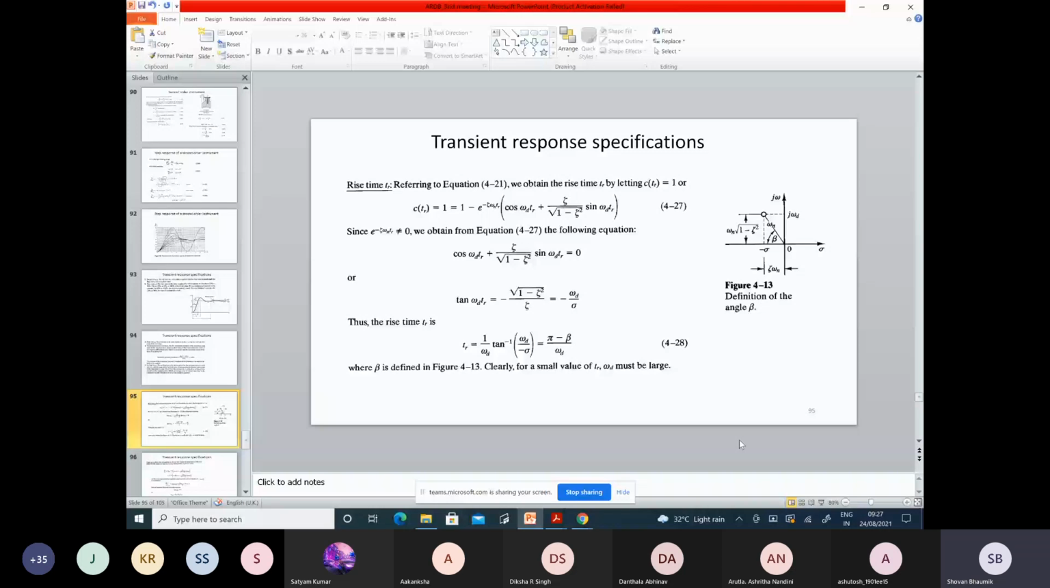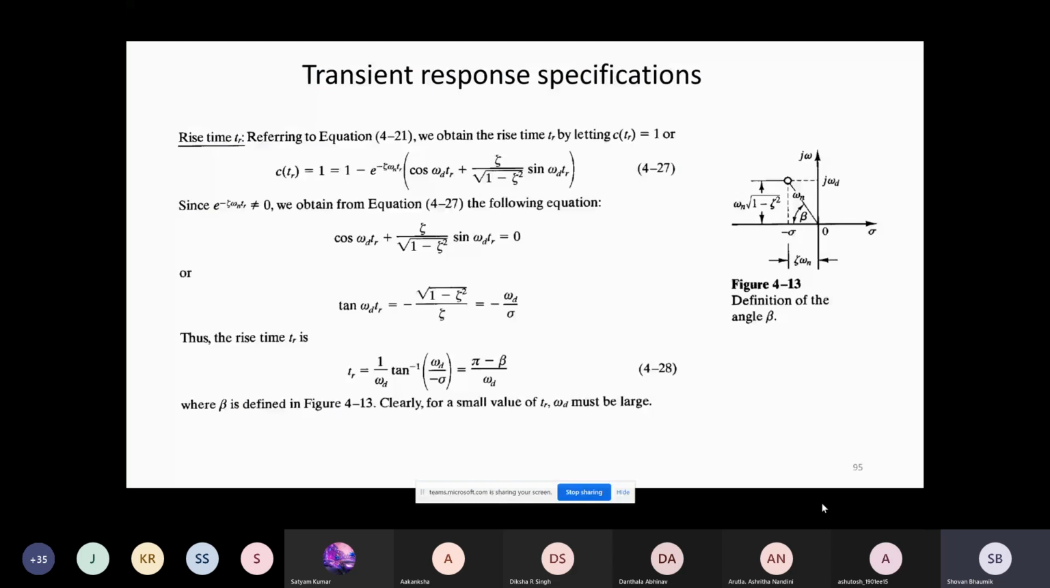So the point where output C(t_r) will be equal to 1, that will be the rise time. So we put C(t_r) equals 1. So 1 equals 1 minus e to the power minus zeta omega_n t_r into cos omega_d t_r plus zeta by root over 1 minus zeta square sine omega_d t_r. Once we keep that, we see that e to the power of this is not equal to 0, so the inside will be equal to 0, and 1 and 1 will cancel out.